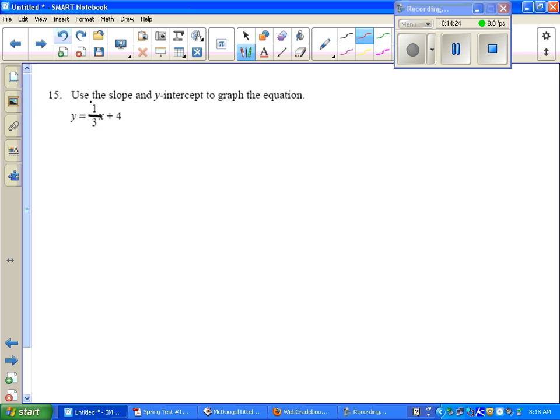Okay, for number 15, we're using the slope and y-intercept to graph the equation. This is y equals mx plus b. So your m value is 1/3, and your b value is 4. b tells you where to start. That's your y-intercept. It tells you where to begin. Your y-axis is the one that goes up and down because it looks like a big capital Y.